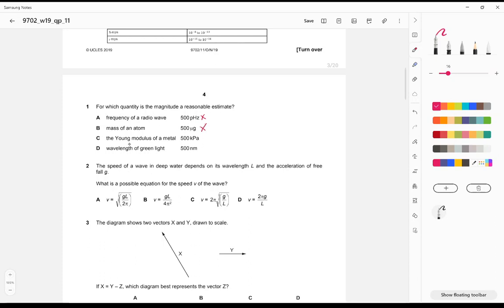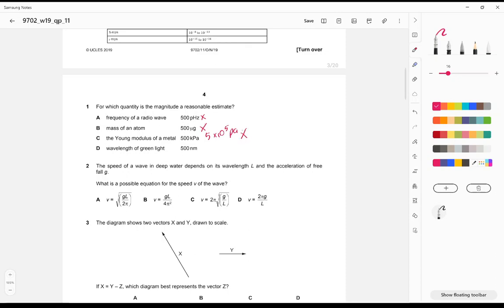This is microgram. The Young modulus of a metal should be in the range of 10 raised to power 11. So this cannot be true, because this is actually 5 into 10 raised to power 3. This is going to be 10 raised to power 5 Pascal. This is way too small a value, so this cannot be true as well.